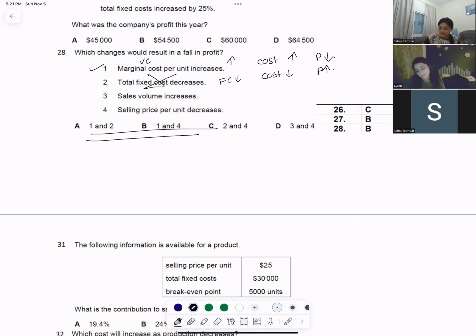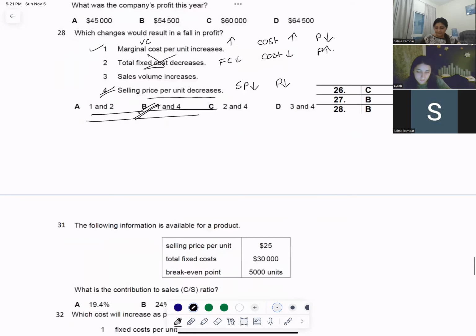Selling price per unit decreases. Yeah, so profit will decrease because you're getting less. If selling price per unit decreases, that means the profit will decrease. So it's option 1 and 4. Yeah. Next one.